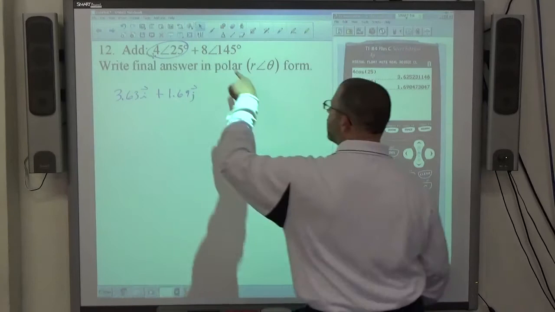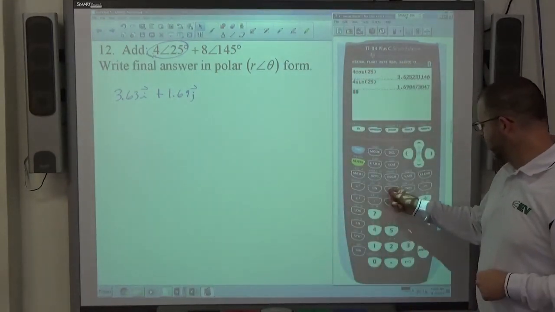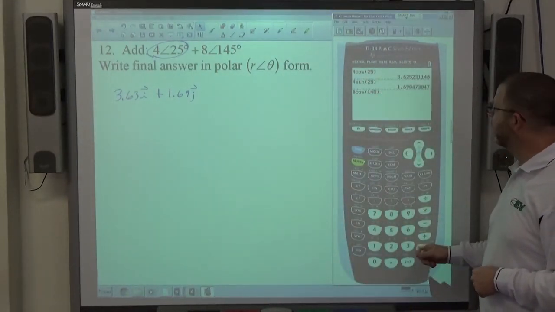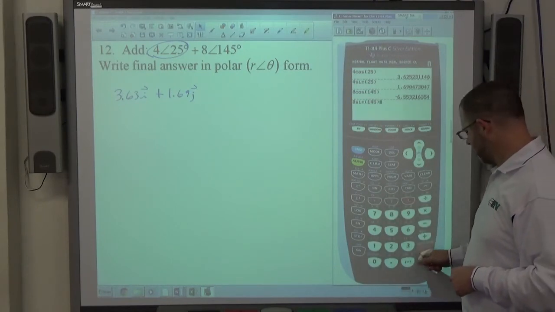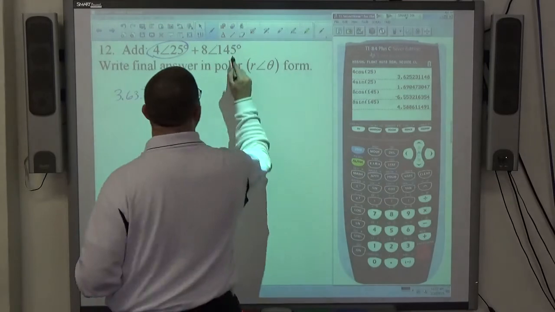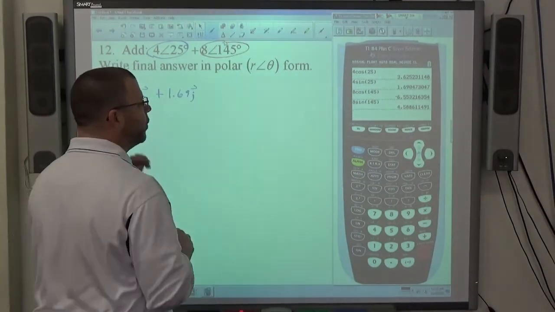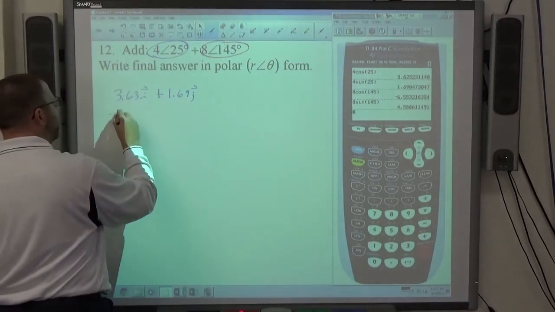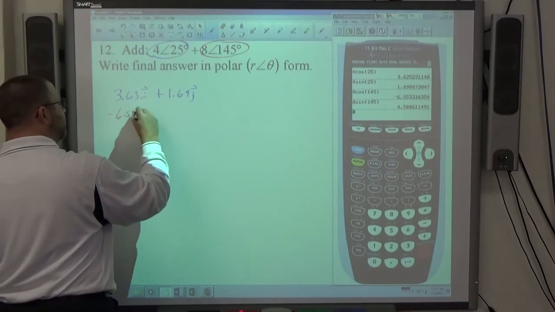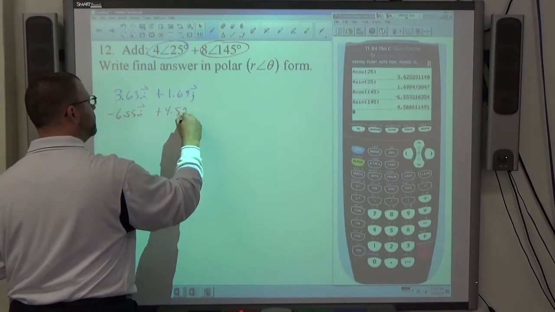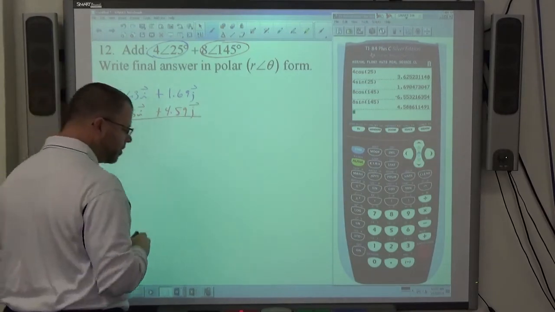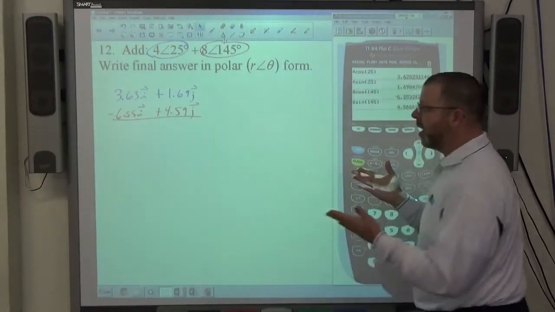Same for the second vector, it's 8 angle 145, so 8 cosine 145 gets me the I. 8 sine 145 gets me the J. So this vector here in rectangular form is going to be negative 6.55I plus 4.59J. So to get the solution, I simply have to add the i's and j's together.